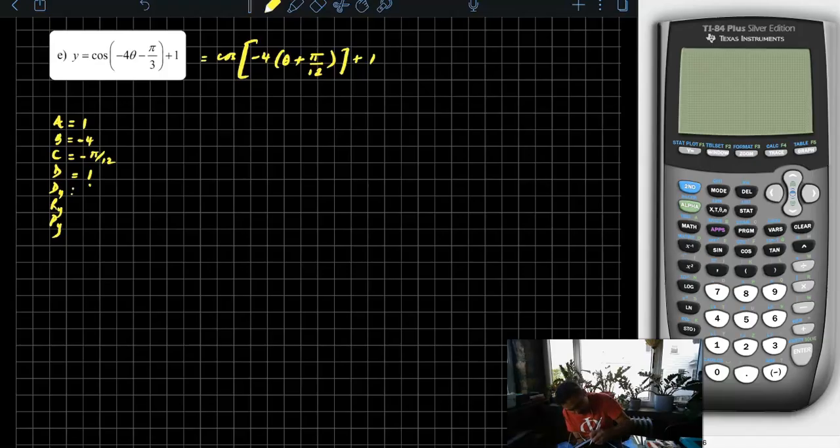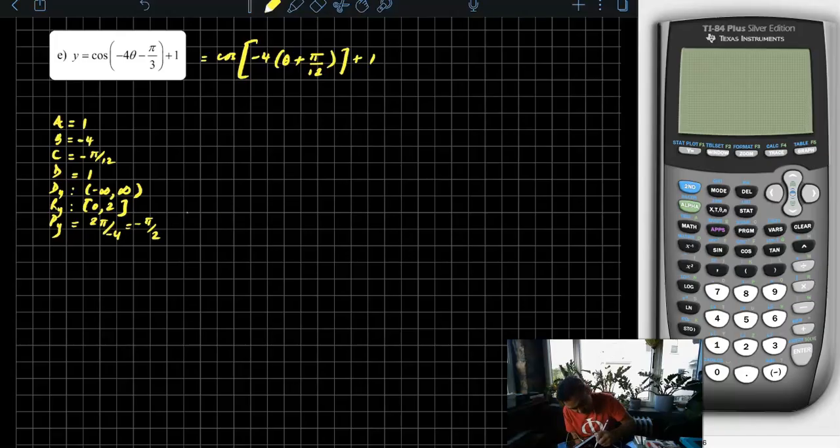Our domain is going to stay -infinity to infinity. It's a cosine graph. The range usually goes from -1 to 1 for cosine, and it hasn't stretched, but it has shifted up 1 unit, so it should go from 0 to 2. The period is going to equal 2 pi over -4, which is -pi over 2. So I'm going to draw my period in the negative direction, pi over 2 units.